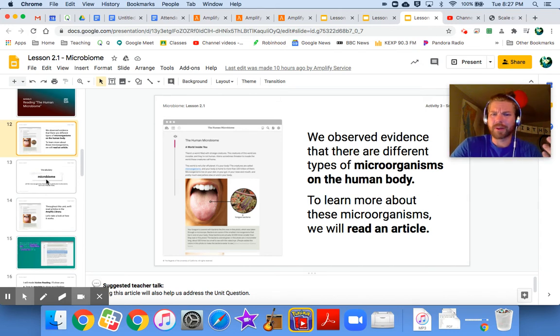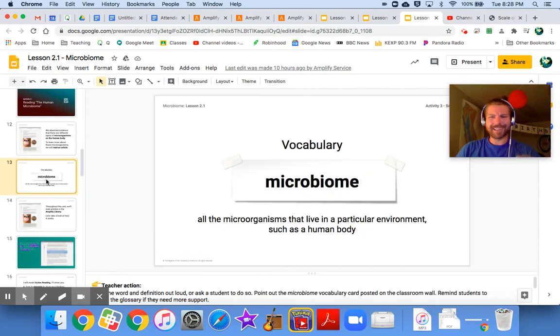What is a microbiome, Mr. Wigan? I'm curious. I'm so glad you asked, because that's the next slide. What a great segue. You had no idea that you were asking the question that I was hoping you would ask. Microbiome: all the microorganisms that live in a particular environment, such as a human body.